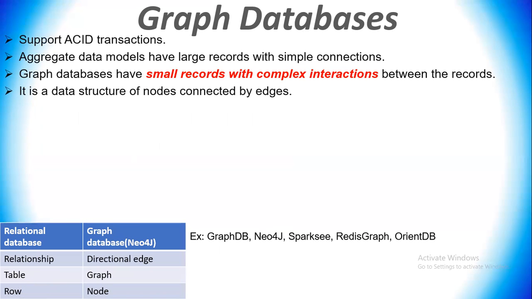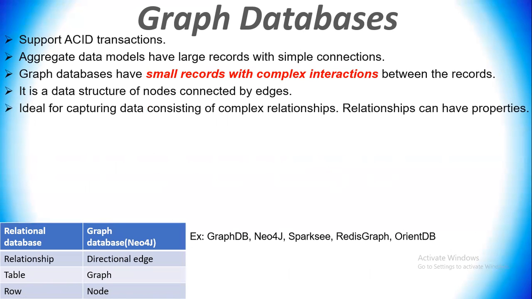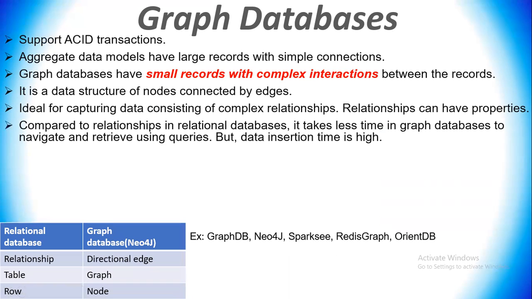So a graph database is simply a data structure consisting of nodes connected by edges. These edges mean relationships, right? As I have told you, it is suitable for complex relationship use cases, and relationships can have properties. Compared to relationships in relational databases, it takes less time in graph databases to navigate and retrieve using queries. But the insertion time is high.